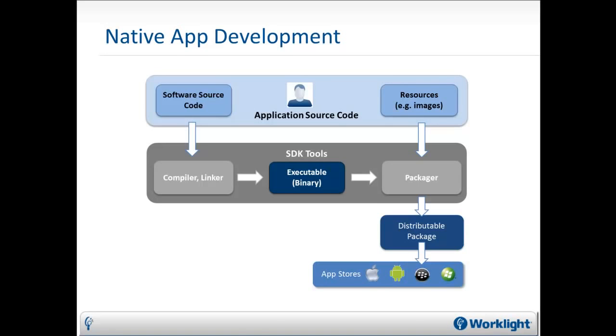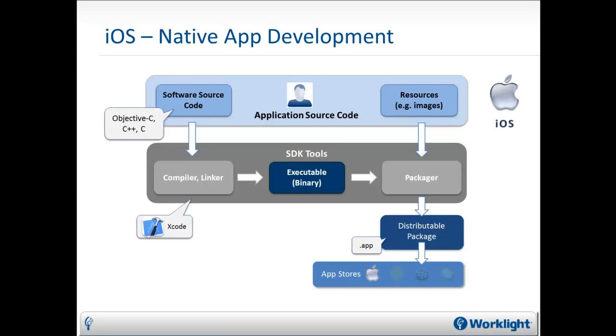To create native iOS apps for iPhone or iPad, developers write their code in Objective-C, C or C++. They then compile and package the apps using Apple's tools. They all come bundled in a single IDE called Xcode. The output from the packager is called a .app file, and it can be submitted to Apple's iTunes App Store.